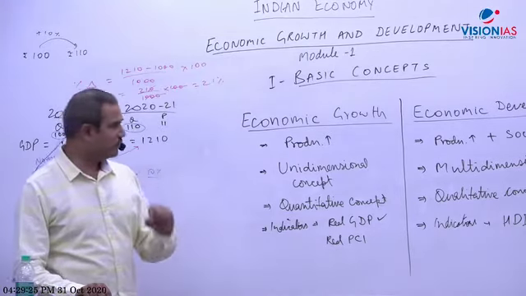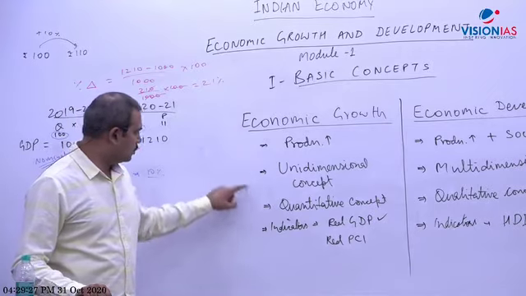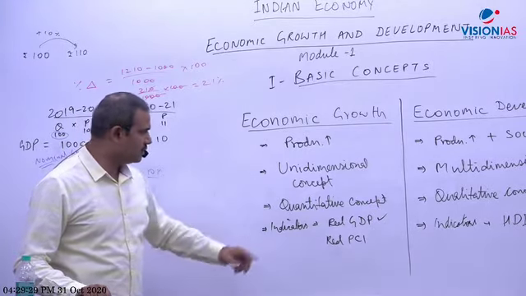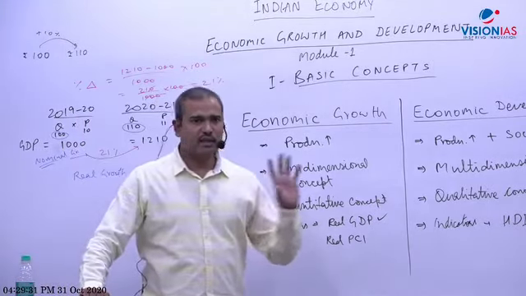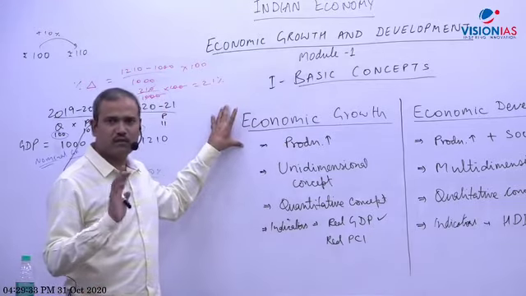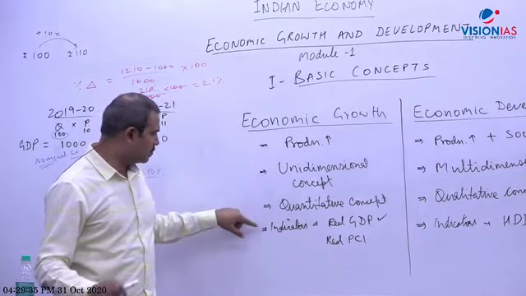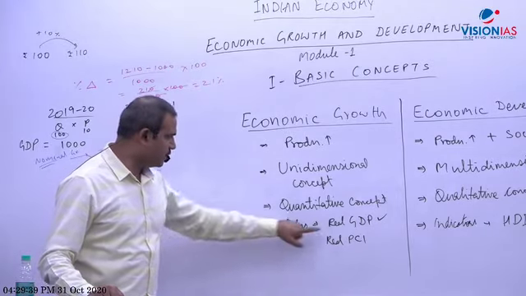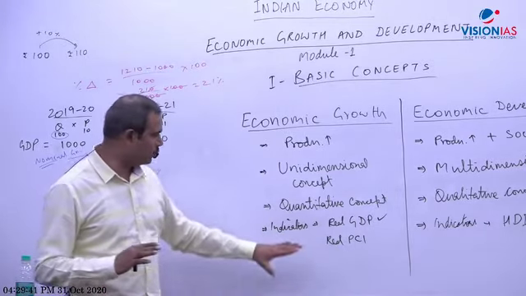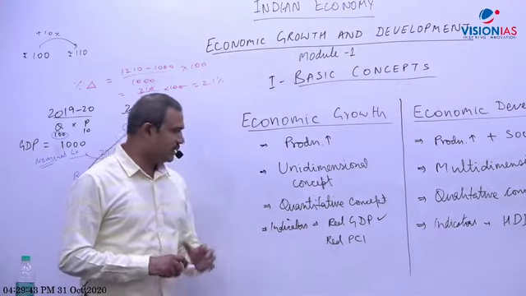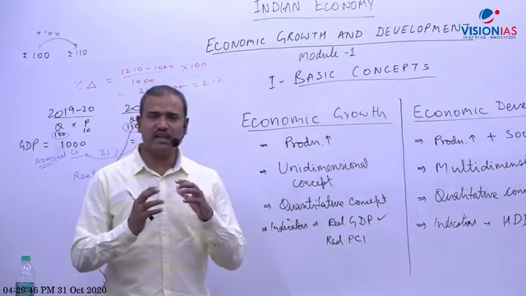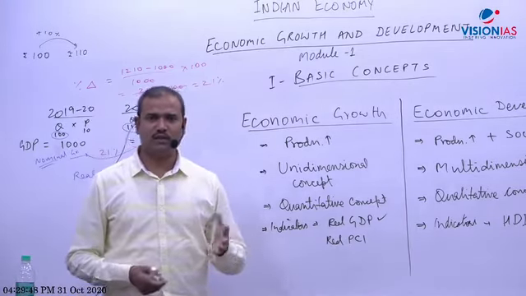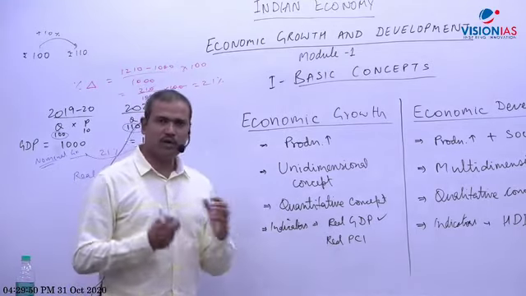Achha, there is a doubt in the 5th point. So 1, 2, 3, 4, 5. I think you want to ask about this indicator. Indicator means which thing indicates growth, how we measure growth. These are actually the indicators for how we measure growth.